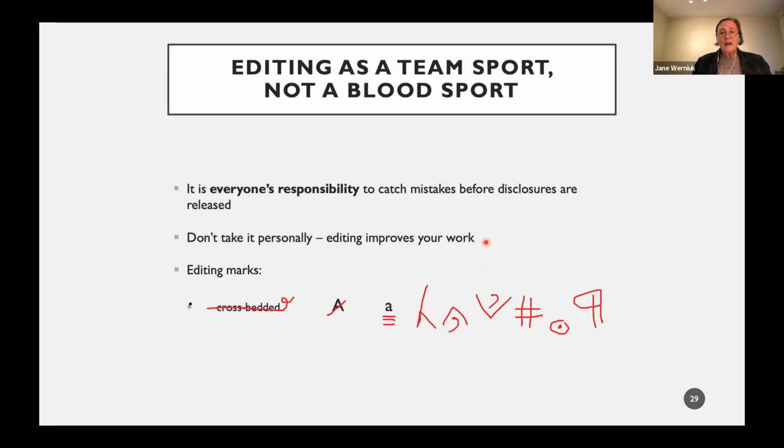Editing is a team sport, but it should not be a blood sport. The intention should be to improve the document for the ultimate reader. The result should be the author's work, but better.